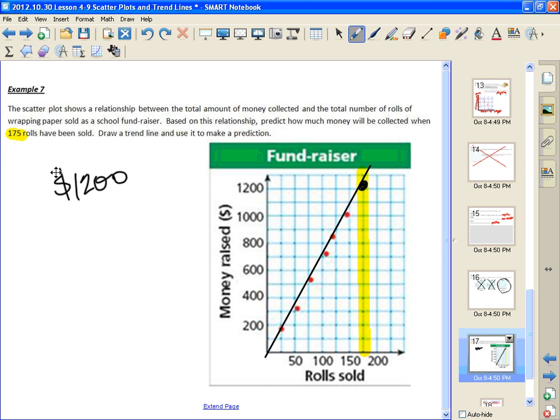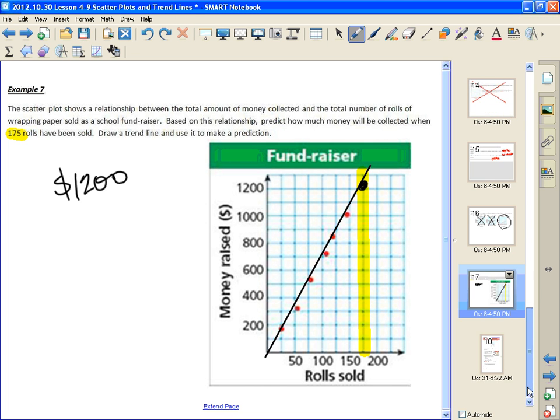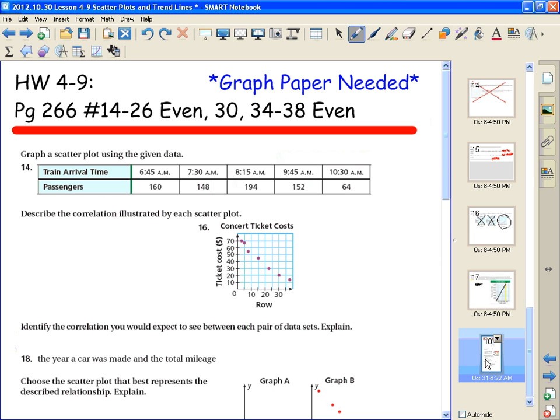And that's it, right? That's all the examples. Okay, homework tonight is 4-9. You need enough graph paper to do 2 graphs. So if you don't have your own graph paper, make sure that you get some from me before you leave.